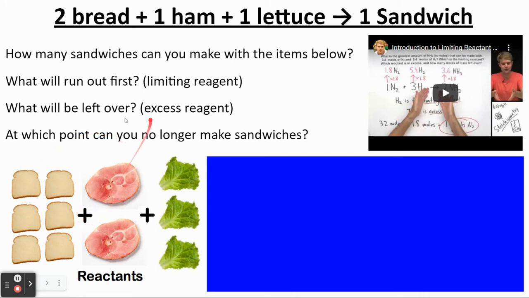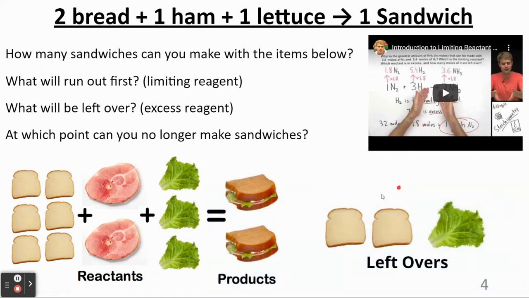So we can say that our ham is considered our limiting reactant because we ran out of the amount we needed to make more sandwiches. And then any leftover is really considered our excess reactant or excess ingredient or reagent. So for example, we'd have leftover bread over here, and then also leftover lettuce. So we can make 2 sandwiches with these leftovers over here.